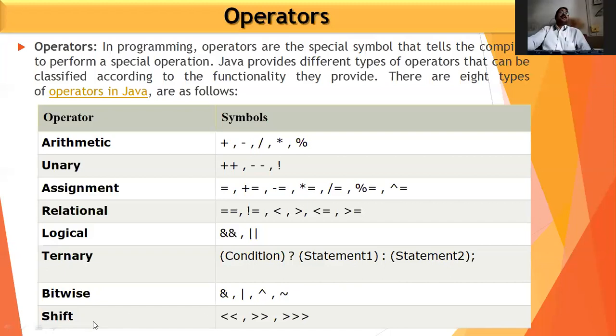One of the operators is the shift operator. That is the double less than sign, double greater than sign, and triple greater than sign, which is also used as a shift operator. This is new in Java. The tilde sign is also used as a bitwise operator. This is new in Java. I hope these operators are similar to the operators in C language. Okay, let us go to the next.